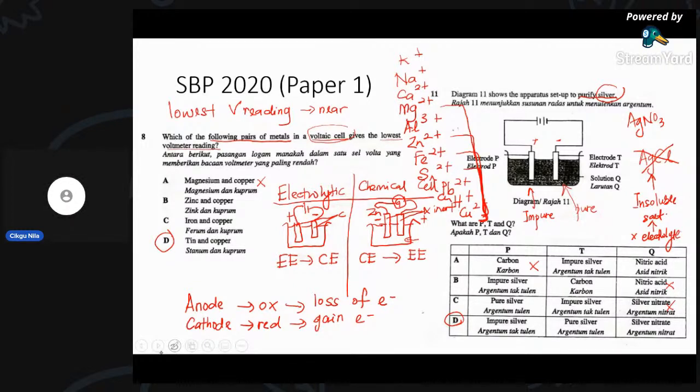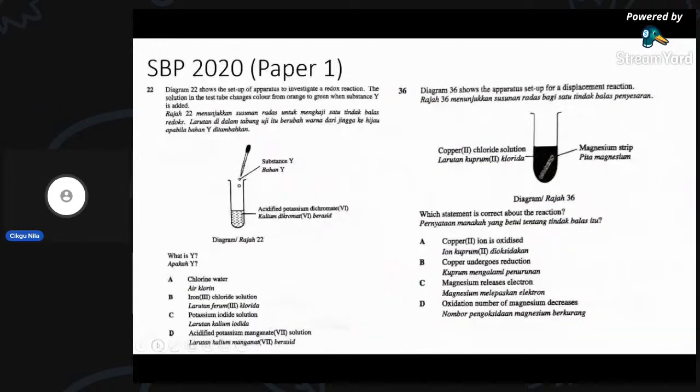Okay, so this one is to investigate a redox reaction. The solution in the test tube changes color from orange to green. Orange to green, you should know they use K2Cr2O7. This is the one that will change from orange to green when substance Y is added. So when it changes from orange to green, what happens over here?